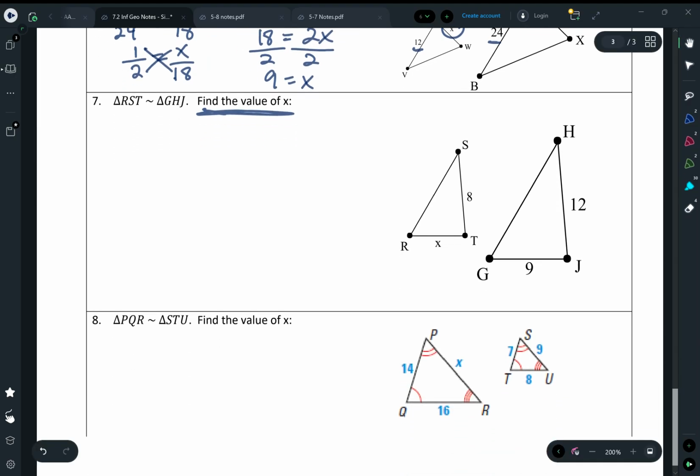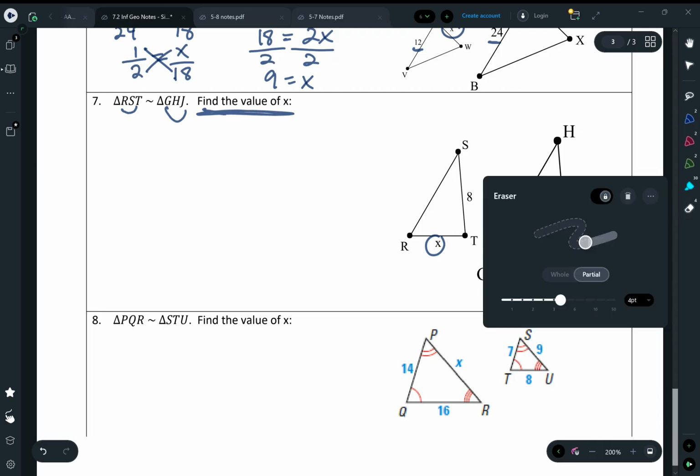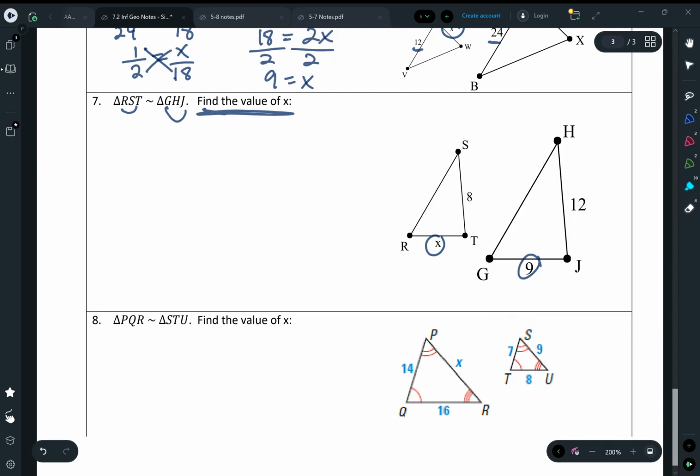Same idea on number 7. We know we have similar triangles, so let's go ahead and set up a proportion. So x on my first triangle is going to match with 9 on the second. Those are similar, and I can tell that because R and T are the first and third letter, G and J are the first and third letter. I can look at the shape and just tell which sides match up, but that's always an option if you're not sure. You could look at the letters and the shapes.